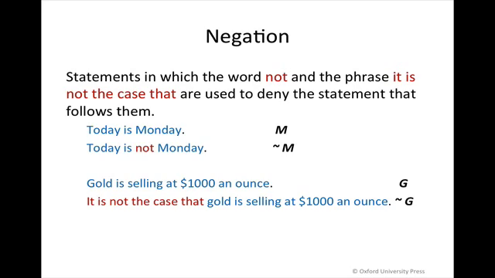You can compound the sentence, however, by saying today is not Monday. Notice that the negation goes to the immediate left of whatever is being negated. Couple of more examples. Gold is selling at $1,000 an ounce is G. It is not the case that gold is selling at $1,000 an ounce is negation or tilde G.